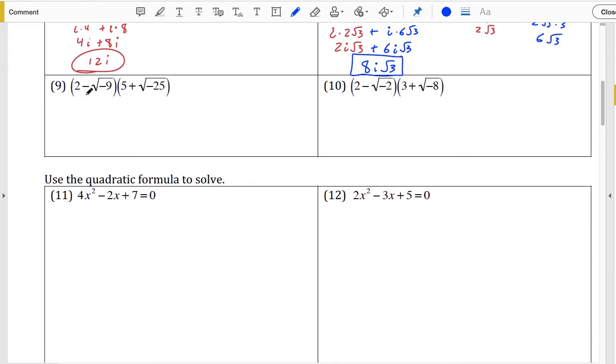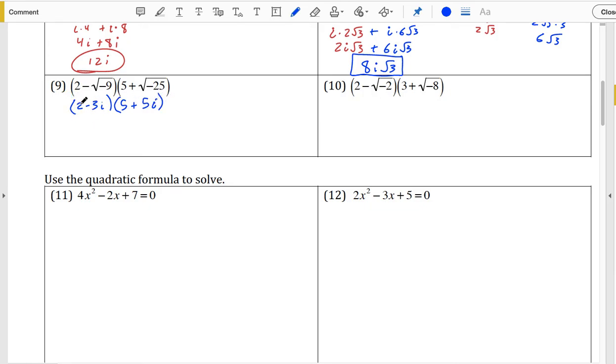Next, I've got square roots, or more square roots of negative numbers. So again, we want to simplify this. So that's the square root of 9, which is 3. But since it's negative, it becomes 3i. So we got 2 minus 3i times 5 plus square root of negative 25 will be 5i.